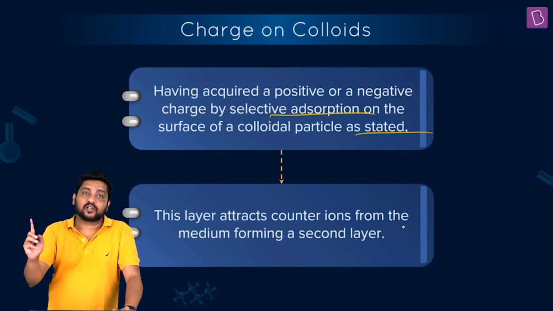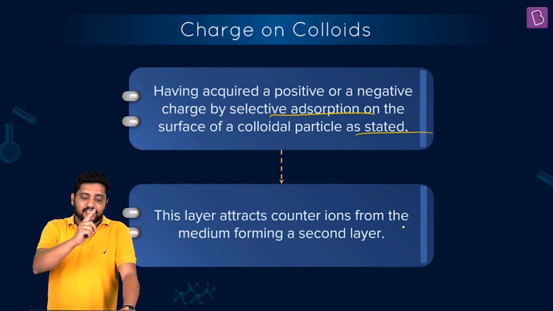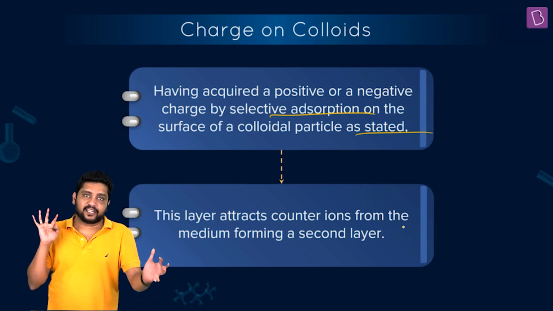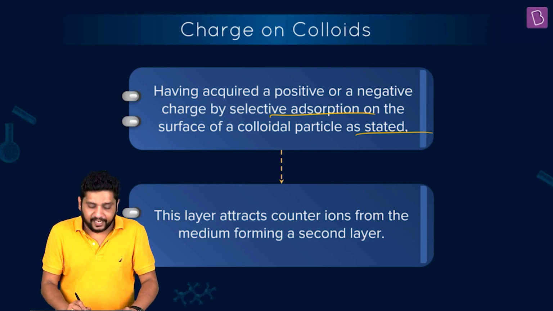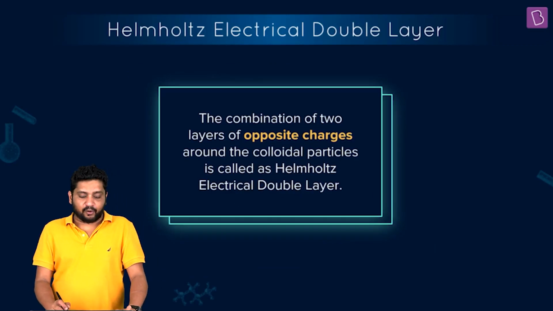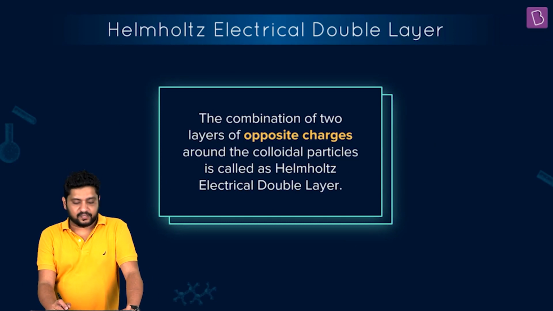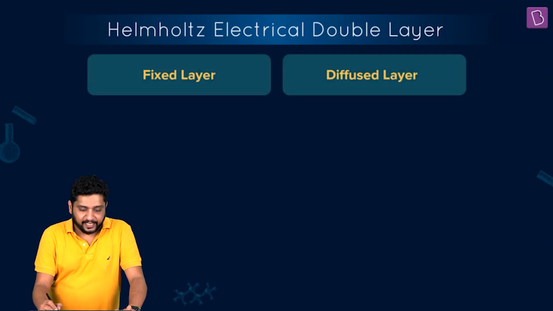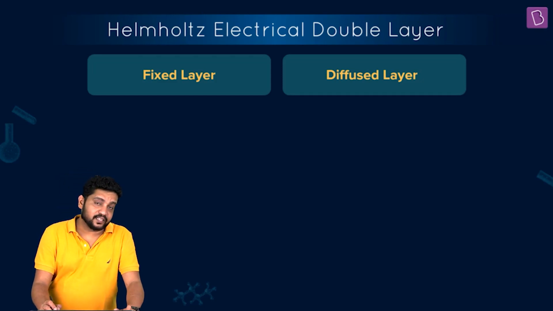So there is a counter ion, as in the oppositely charged ions, which gets from the medium, it gets stuck on the surface as well, right? So it forms a second layer on top. The combination of these two layers of opposite charges is what you call your electrical double layer, right? Now we speak of something called the fixed layer and something called the diffuse layer.